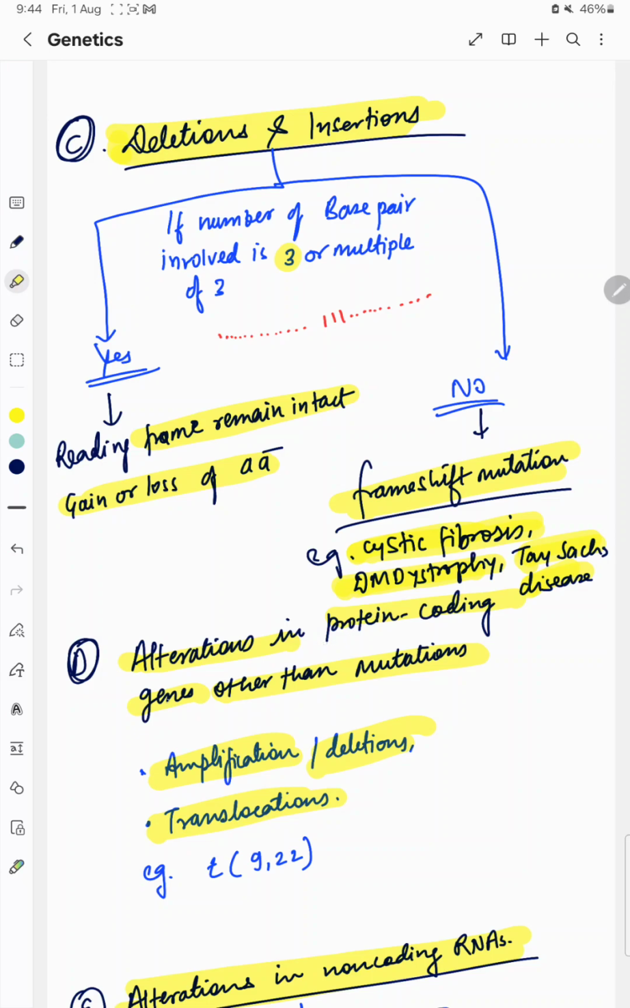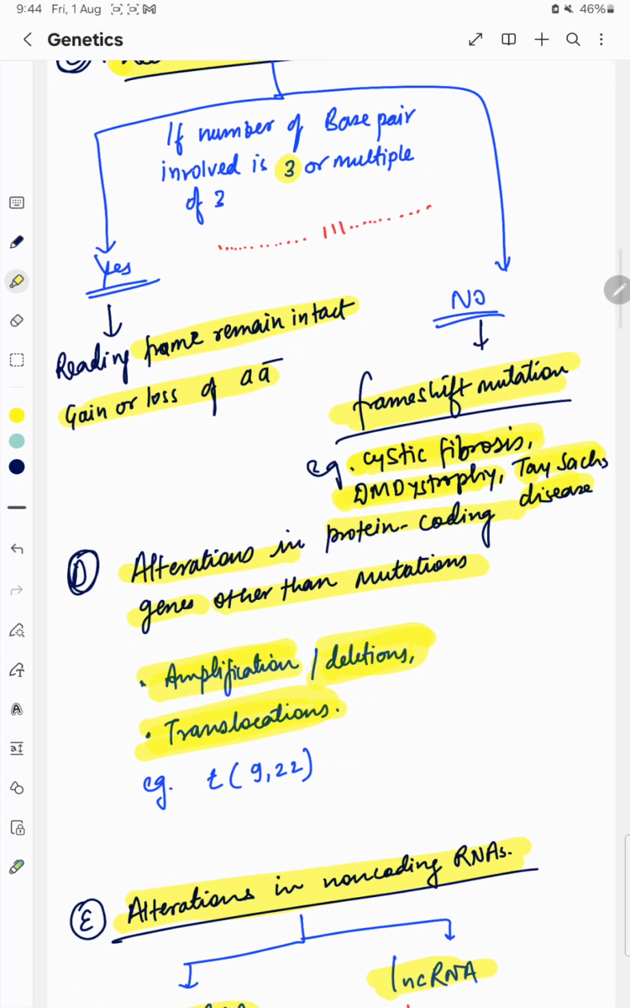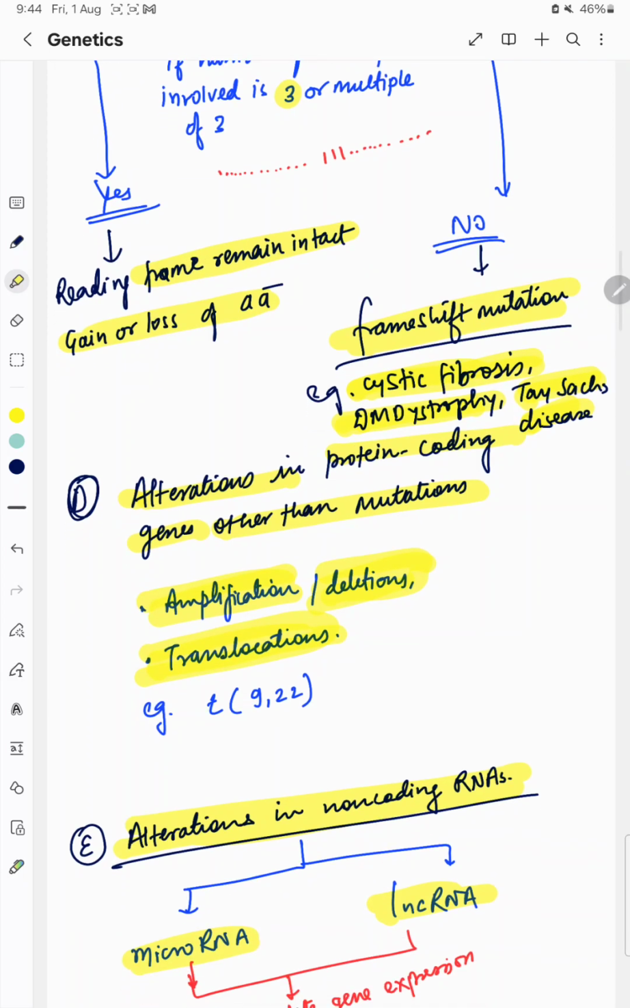Alteration in protein coding genes other than mutation. As we know, mutation is a change in DNA sequence, but there are other alterations in protein coding genes like amplification, deletion and translocation. This may also result in a genetic defect. For example, translocation of chromosomes 9 and 22 will result in the formation of the Philadelphia chromosome, and this defect is seen in the development of chronic myeloid leukemia and in cases of some acute leukemia.